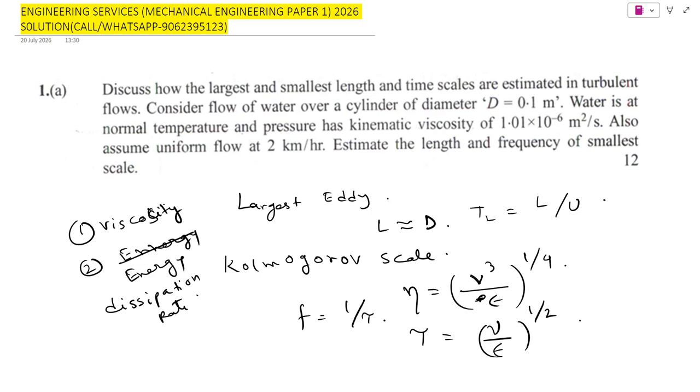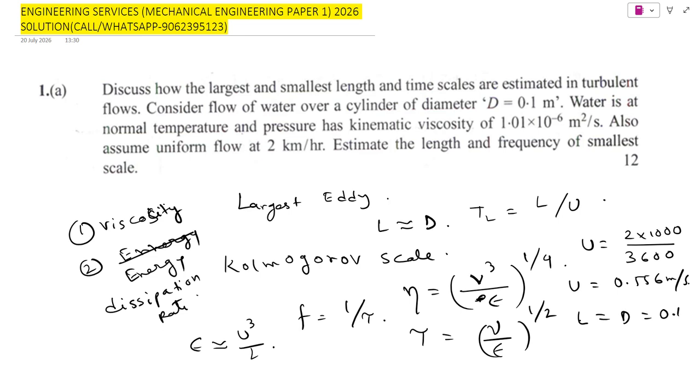Now the question is, where do we get epsilon? For engineering problems, epsilon is near about U cubed by L. So this approximation is very important. Now the given velocity is 2 km per hour, so convert it into meter per second. So U is basically 0.556 meter per second. And the characteristic length L, this is 0.1 meter.